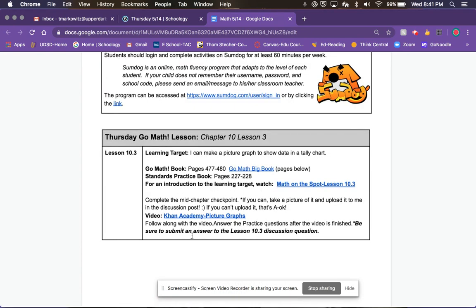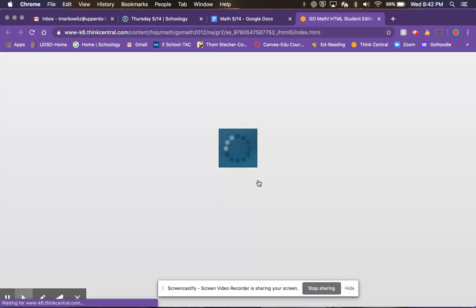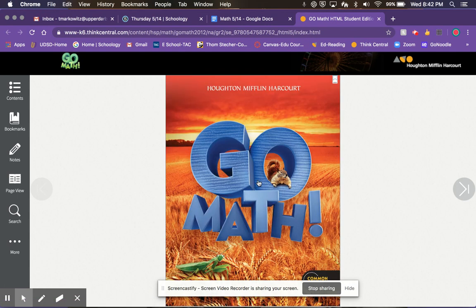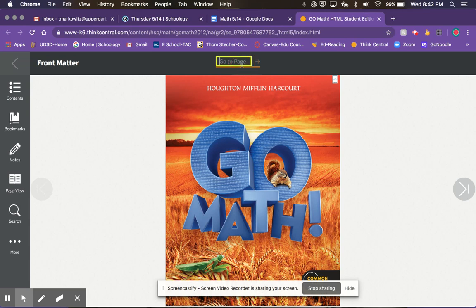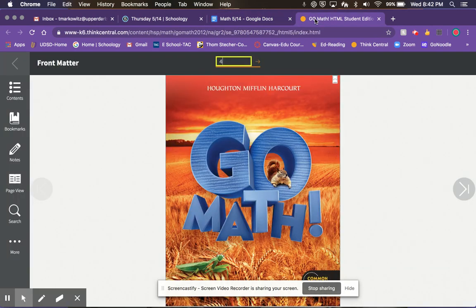Okay, making a picture graph to show data in a tally chart. 477 to 480, I'm going to click on it here. I'll show you what it looks like. Okay, I'll click through the pages. If you don't have this available, you can pause this video at any time, and then you can answer the questions on a piece of paper so that you can get it finished. 477 we'll start with.